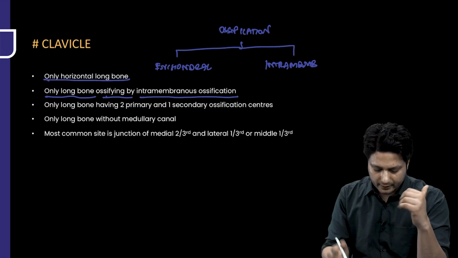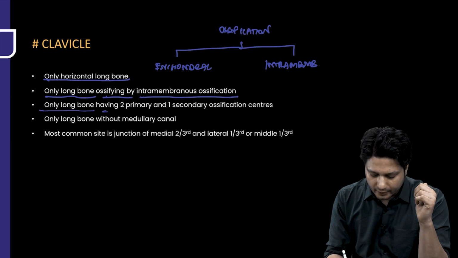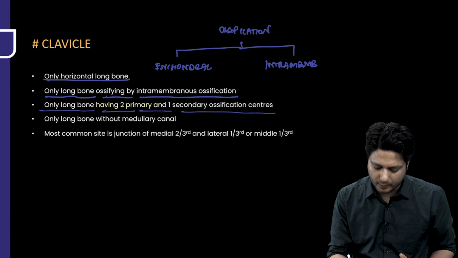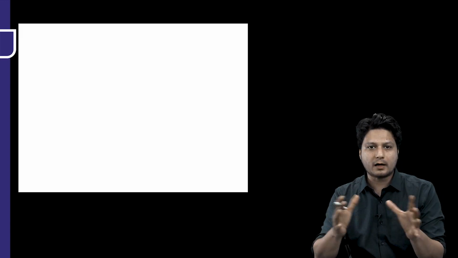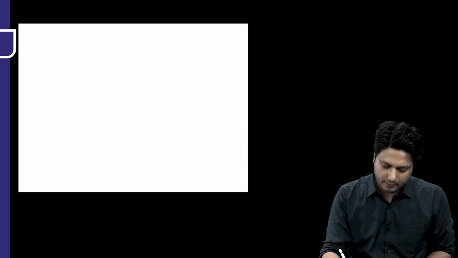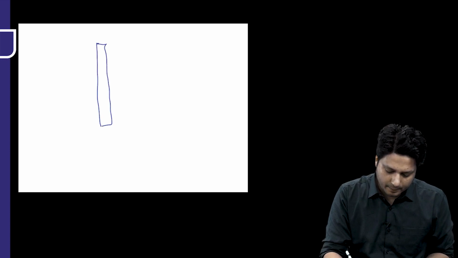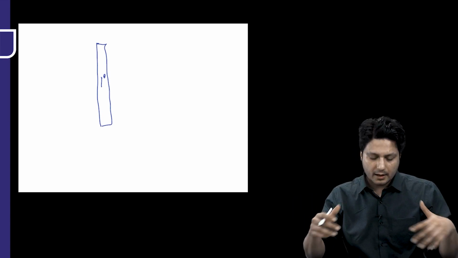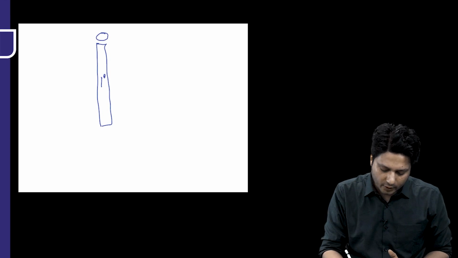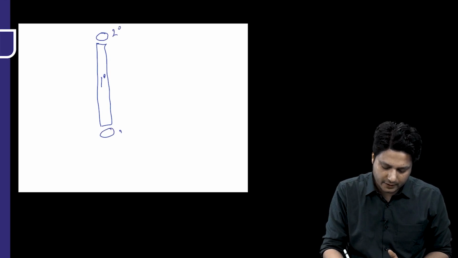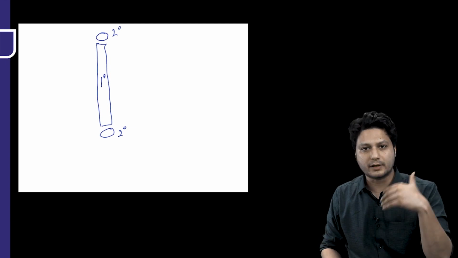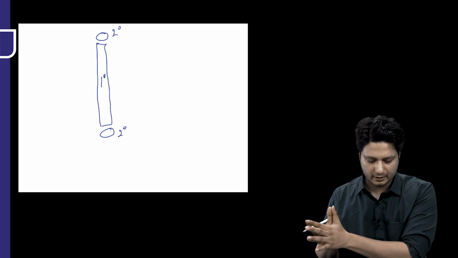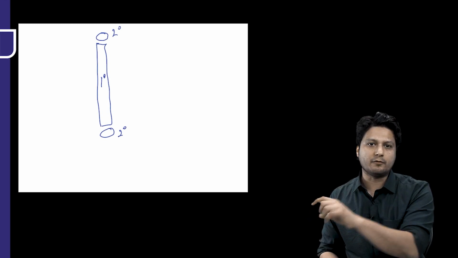Next point is that it is the only long bone which has two primary and one secondary ossification centers. Now, just try to understand what this term means. All of you are aware that, imagine this to be a long bone. It has a single primary ossification center which is responsible for making up the diaphysis of this long bone, and it has two secondary ossification centers at the terminal of this bone, which are responsible for the epiphyseal area, and it is going to become a part of the joint surfaces. So that is going to be the intra-articular region for that particular bone.